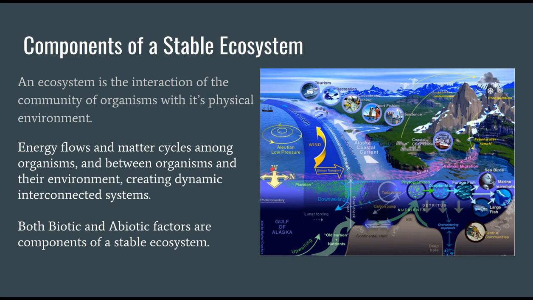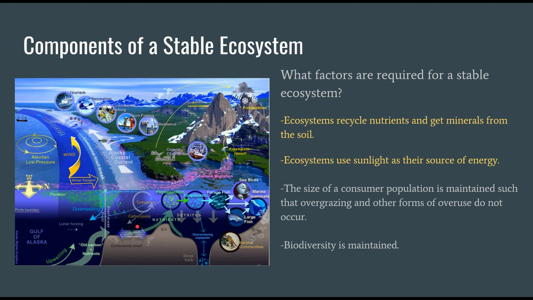Components of a stable ecosystem. In order for an ecosystem to stay stable, it has to have several things. It has to have a wide variety of organisms that are all working together. Energy flows in an ecosystem and matter cycles. I'll talk about this more. That's very important. Among the organisms and between organisms and their environment, creating a dynamic, interconnected system. So both biotic and abiotic factors are components of a stable ecosystem.